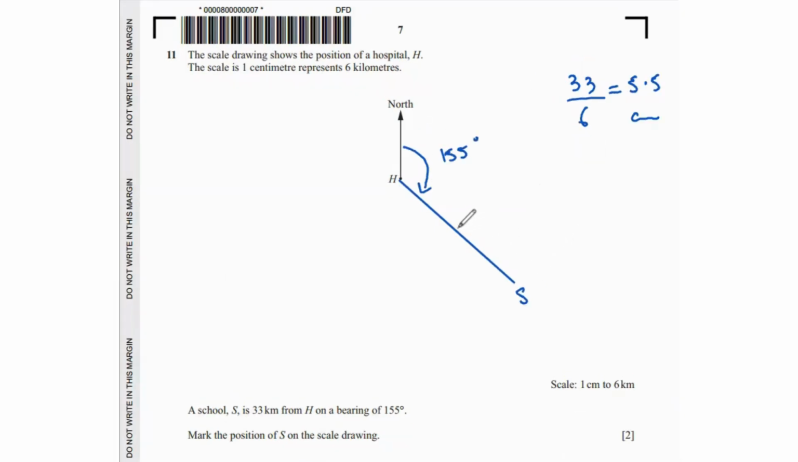Now for the bearing, you need your protractor. Using a protractor, you're going to measure the angle of 155, which is approximately going to come somewhere over here. You will measure the angle from H because it says a school is 33 kilometers from H on a bearing of. So wherever it's from, you measure the bearing at that point. You measure it from the north in a clockwise direction. So in this direction, this angle will be 155. And you'll have S over here, and this distance is going to be 5.5 centimeters.